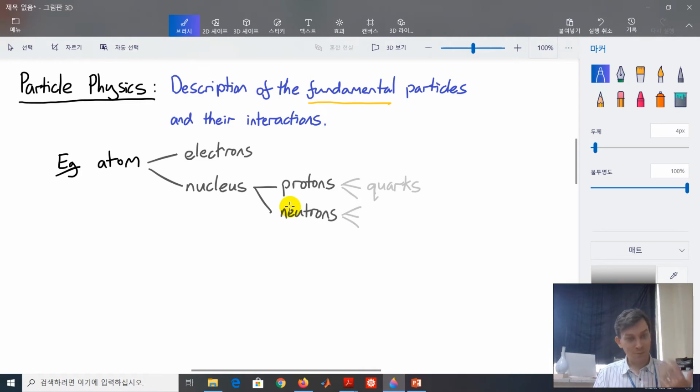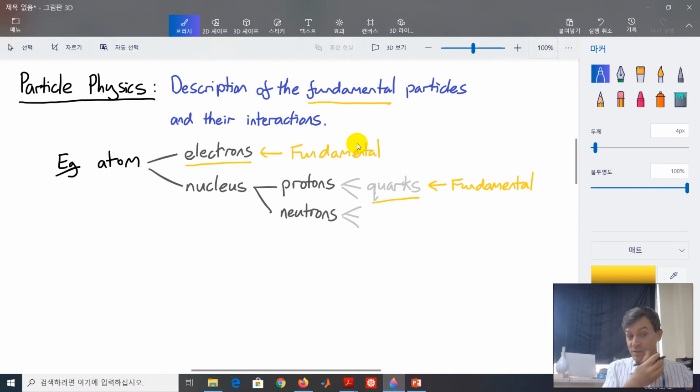As far as we can tell today, it's not possible to split any further. So we don't think that the electron can be broken down into simpler or smaller particles, and we don't think these quarks can be broken down any further either. These particles, the electrons and quarks, are the ones that we call fundamental. Fundamental here just means we can't break them down into any smaller, any simpler pieces than they already are.